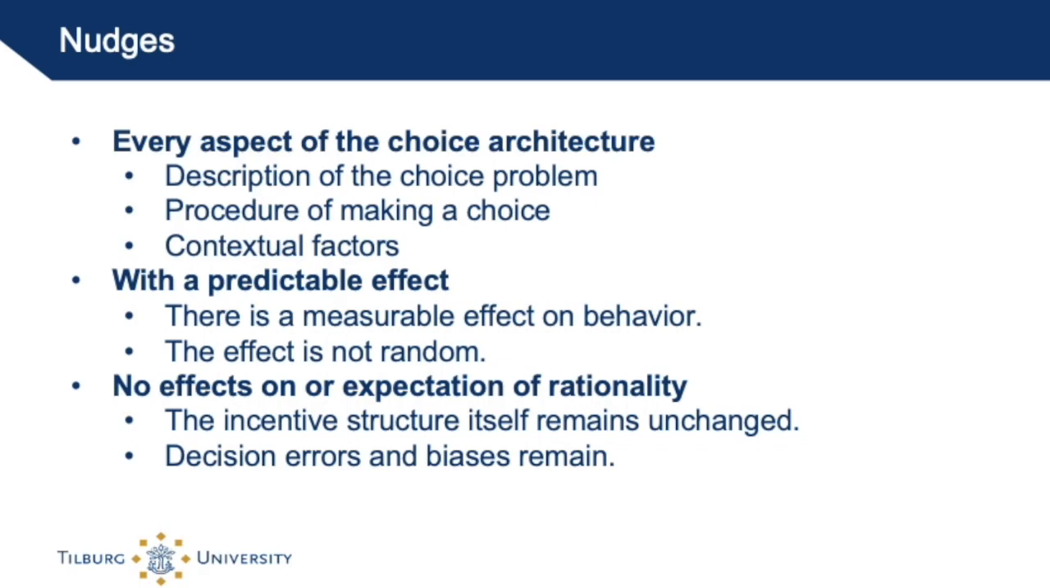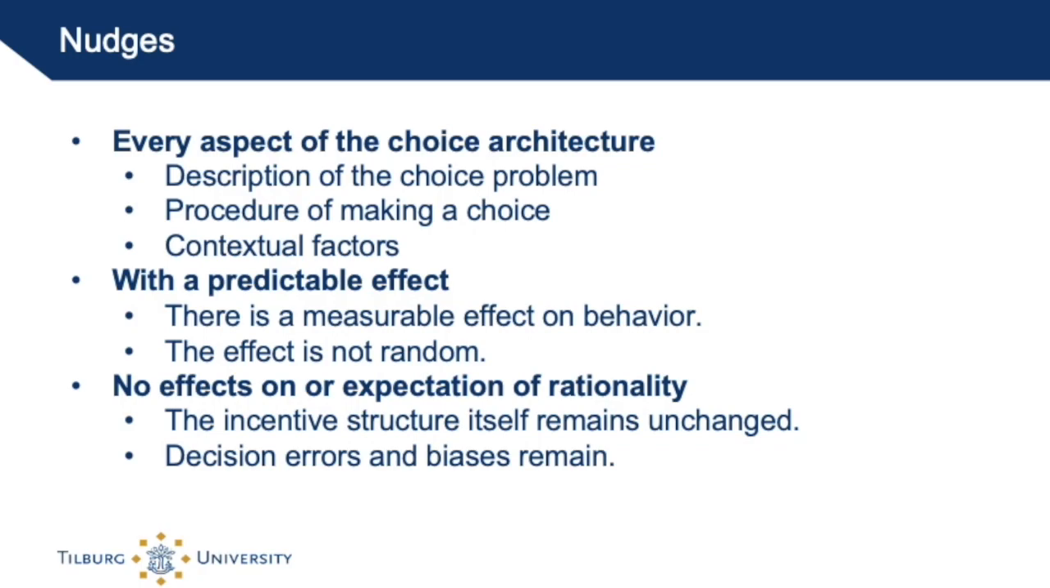So our nudge can both work on the context and it can influence the procedure of making a choice. With a predictable effect, this means there must be a measurable effect on behavior of employing that nudge versus no nudge. And this also must mean that our effect is not random. And this also means that there is no effect on or expectation of rationality.